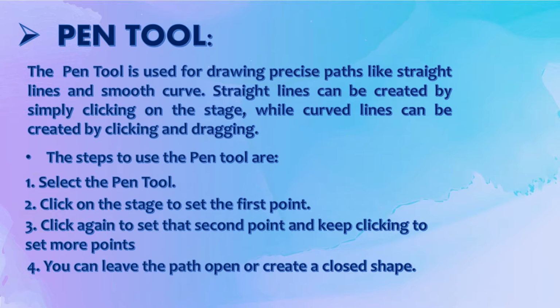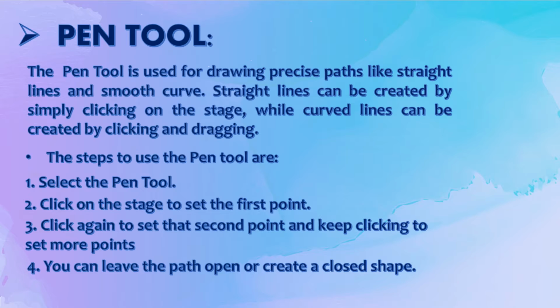Pen tool. The pen tool is used for drawing precise paths like straight lines and smooth curves. You can also adjust the angle and length of straight line segments and the slope of curves. Straight lines can be created by simply clicking on the stage, while curved lines can be created by clicking and dragging. The steps to use the pen tool are: select the pen tool.